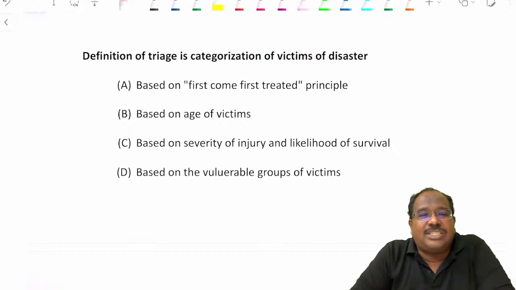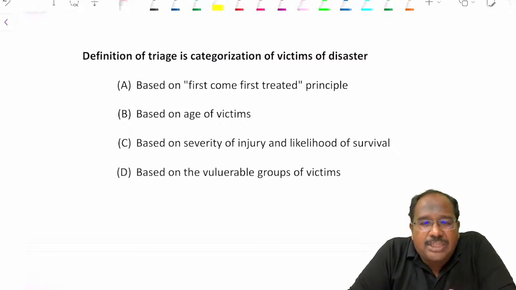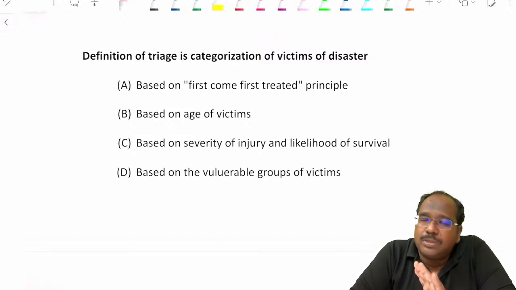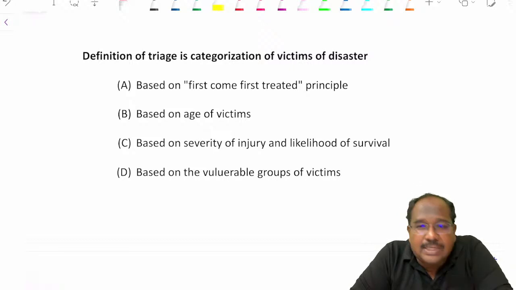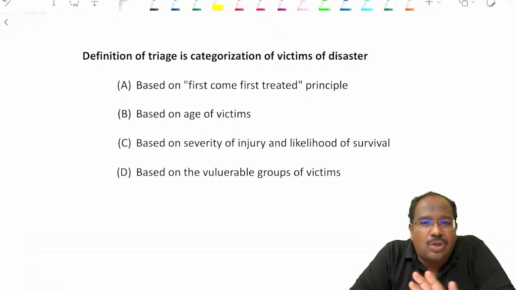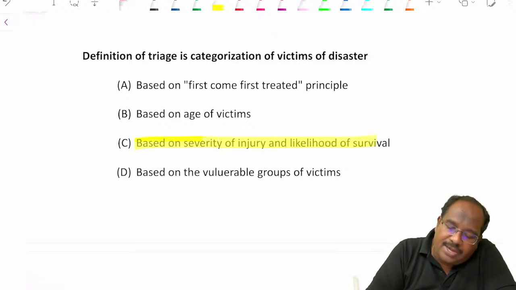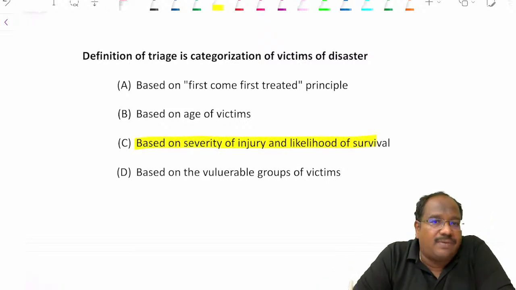What is triage? Triage we do following a disaster. Suppose there is an earthquake, or some form of disaster, floods. So triage is not based on the first come, first treated principle. It is based on the severity of injury and the likelihood of survival.